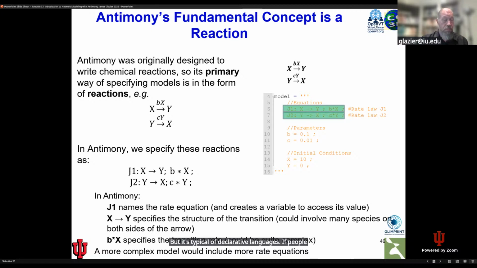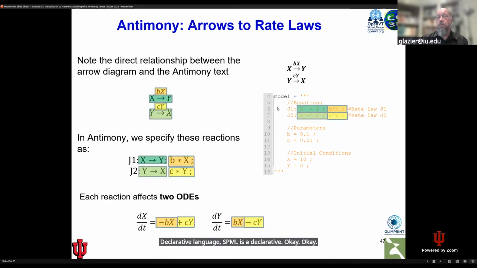I don't know how many people have ever used a declarative language as opposed to a procedural language. Something like MATLAB or Python or Mathematica are classic procedural languages. SBML is a declarative language. Arrows create rate laws. In Antimony, typically we solve these by ODEs, but they can be solved by other solvers as well. You can solve by Gillespie.